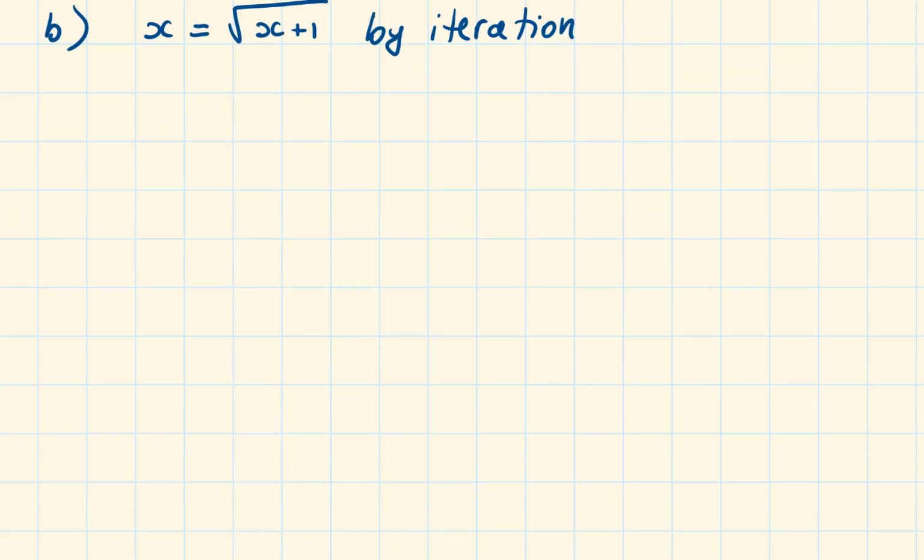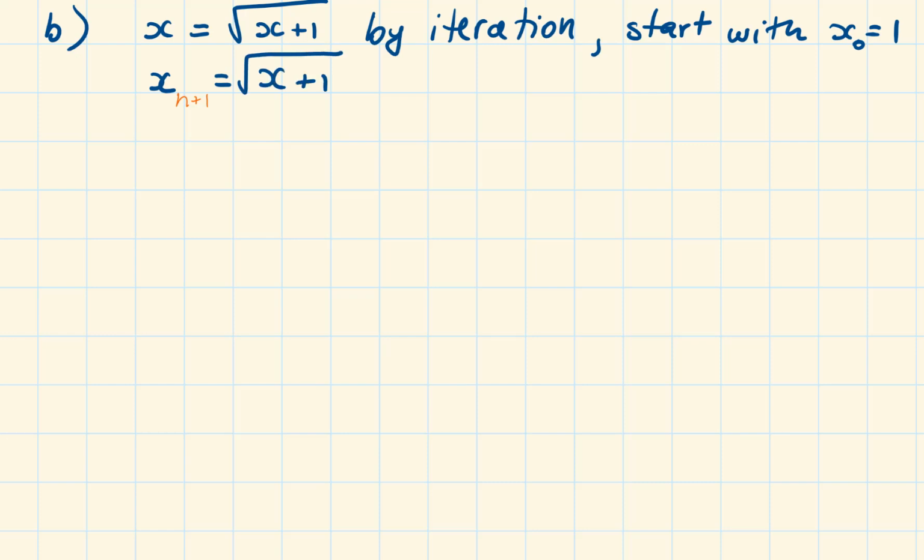Let's see how we can solve this equation by iteration. In order to do that, we need a starting value. Normally in a GCSE exam, the starting value is given. The subject of the formula can be written as xn+1, and the other x can be rewritten as xn. Because x0 is given, we will start with n = 0. xn+1 will become x1, that is equal to the square root of x0 + 1.